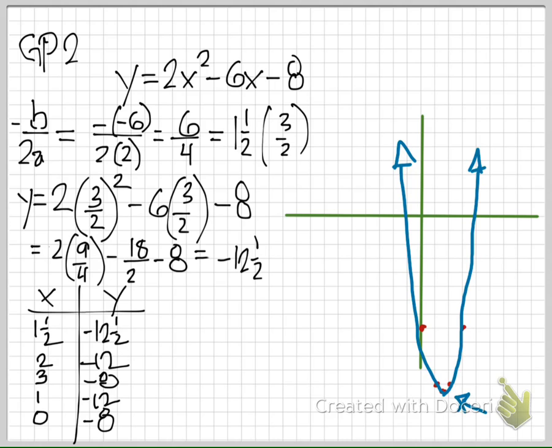Again, there's your vertex right here. The vertex is at 1 and 1/2 and negative 12 and 1/2. Good, got that to fit. My line of symmetry is whenever x is equal to 1 and 1/2.